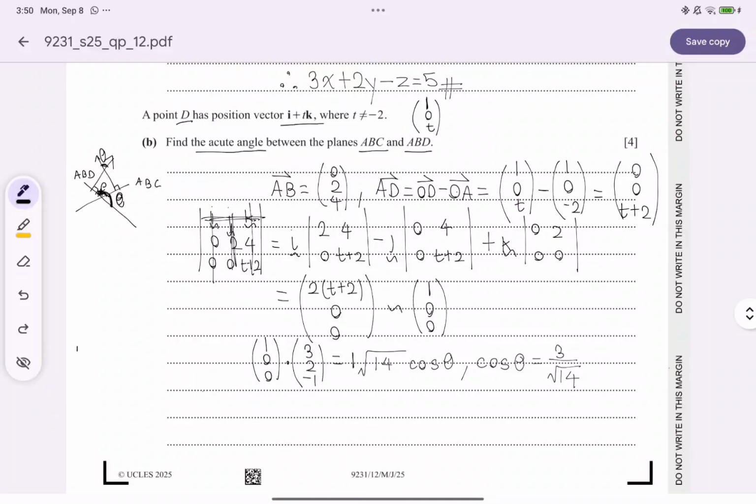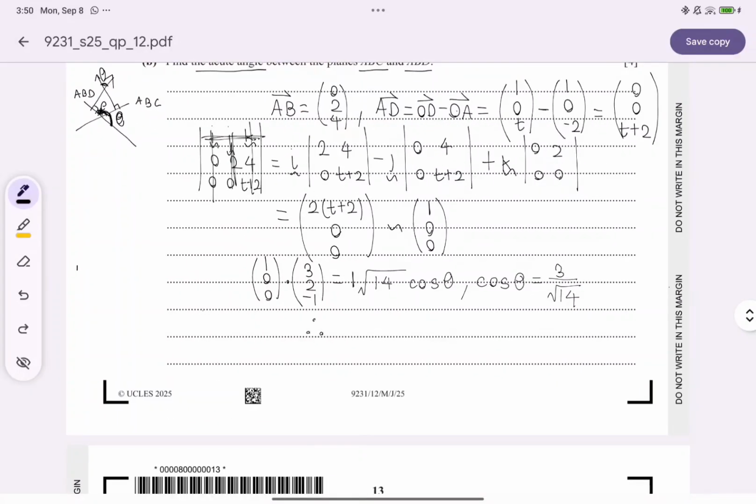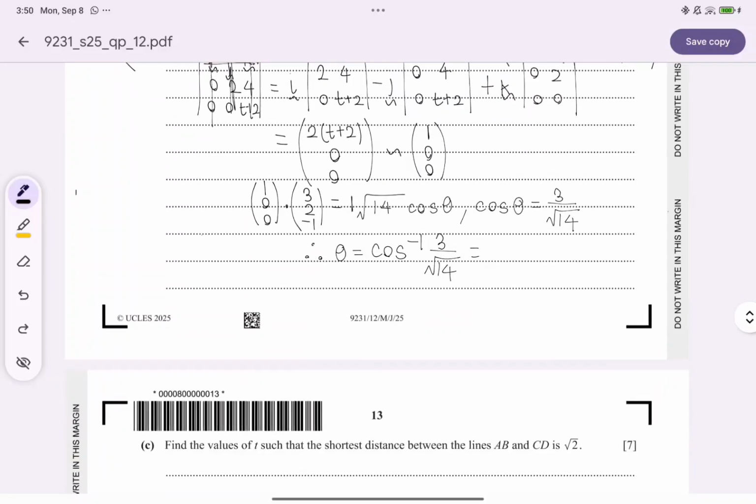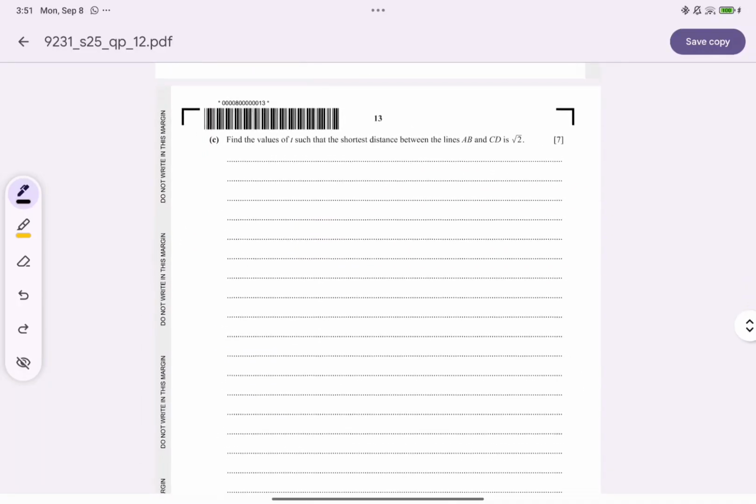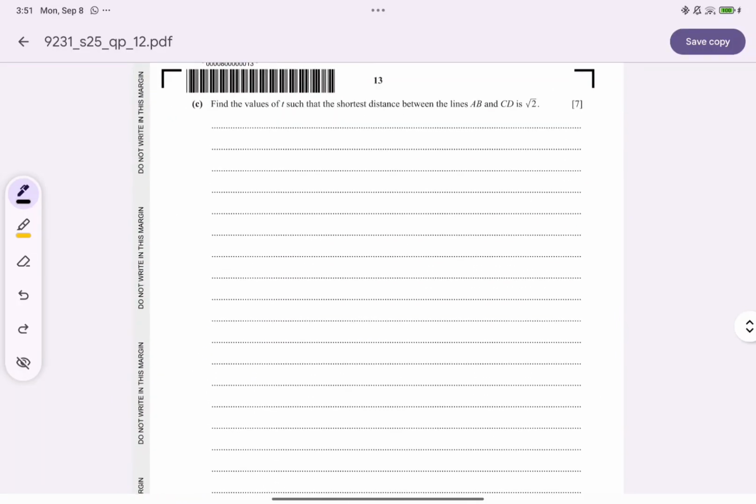As you can see, cosine is positive, so that means theta is acute. Hence, we can just take the inverse to find our final answer. So theta equals cosine inverse of 3 over square root 14. You can do it in either degrees or radians. In this case, I'm going to do it in degrees. You'll get 36.7 degrees to 1 decimal place. So this is our final answer. Let's head on to the final part.